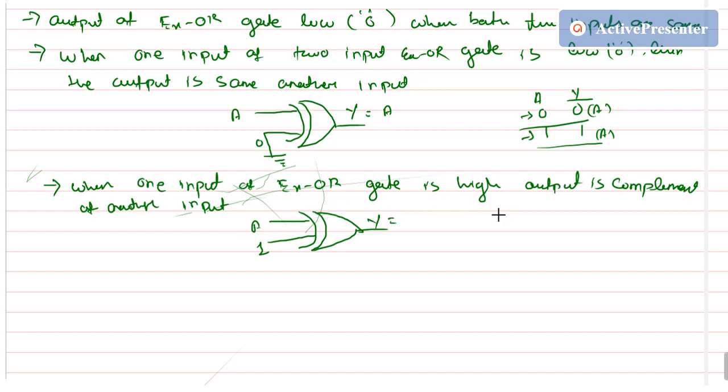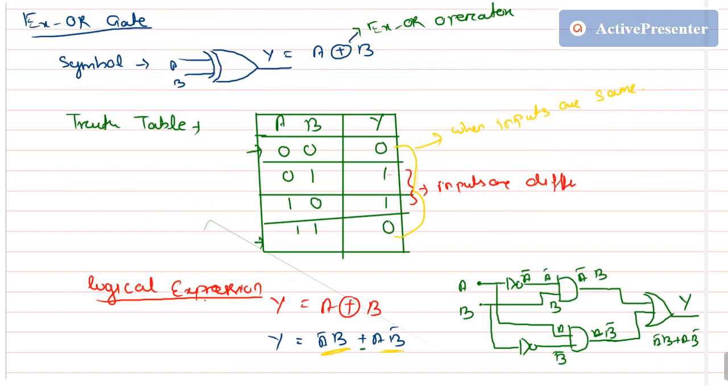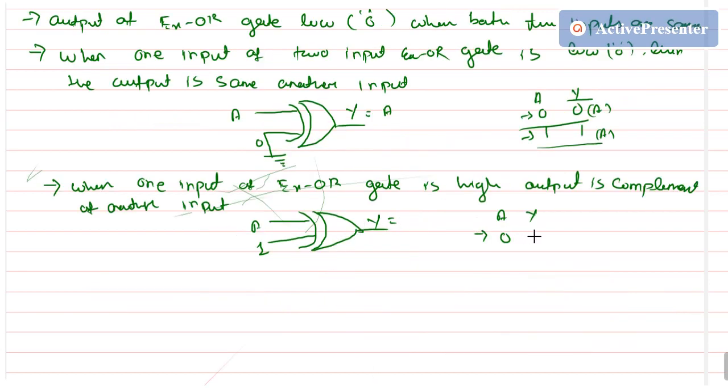If A equals 0, then the inputs will be 1 and 0, and as you know, if the inputs are different, you get the output 1. So in the first case, if A equals 0, the output is 1. Similarly, if A equals 1, the inputs will be 1 and 1, and the output will be 0. So we can say the output is the complement of whatever input you give to the other input, that is A.